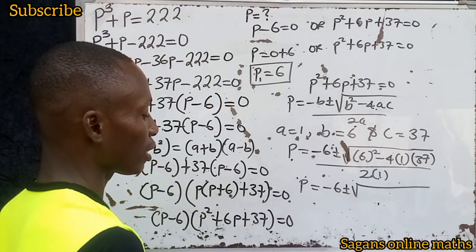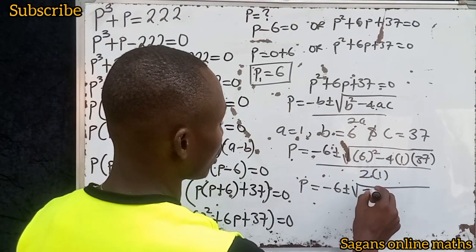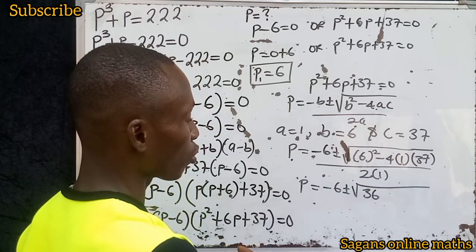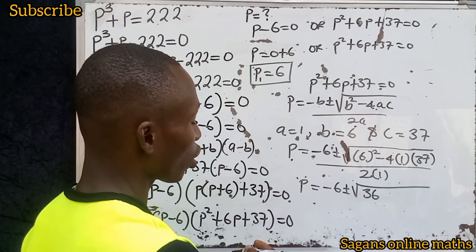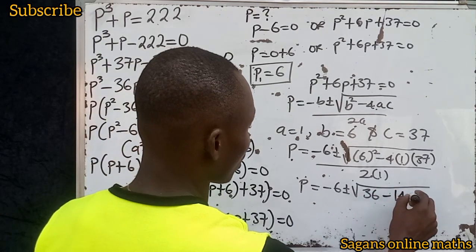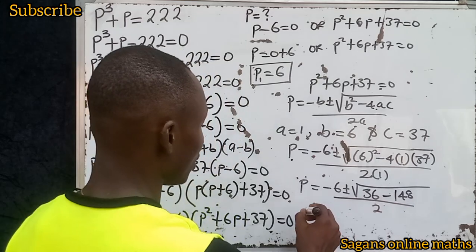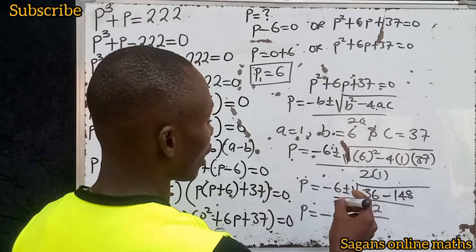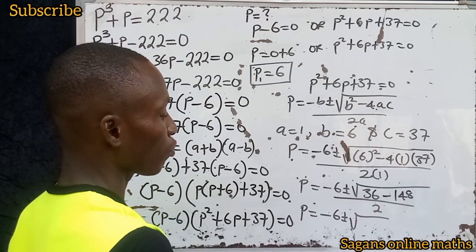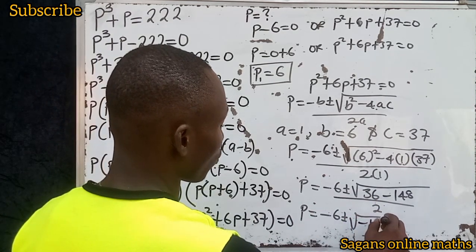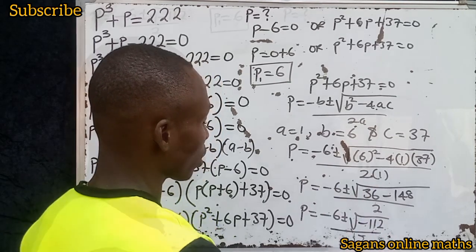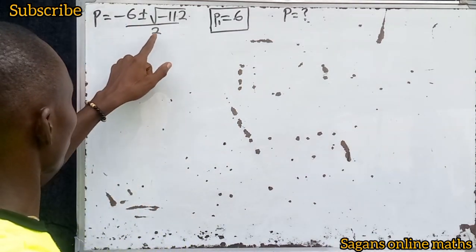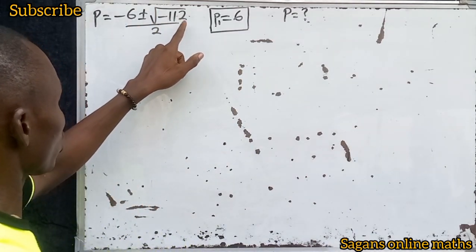6 to the power of 2 simply means 6 times 6, which is 36. So you have here 36 minus, so minus 1 times, minus 4 times 1 is minus 4. Minus 4 times 37 will give us minus 148. So this is minus 148 divided by 2. So our p equals minus 6 plus or minus the square root of 36 minus 148, which gives minus 112, divided by 2. Okay, now let's simplify this further.